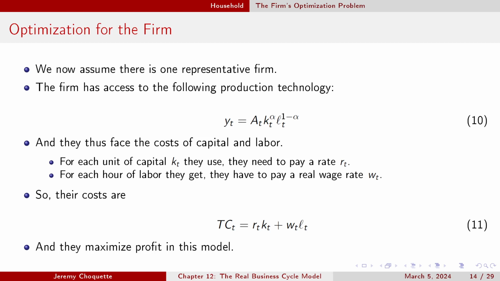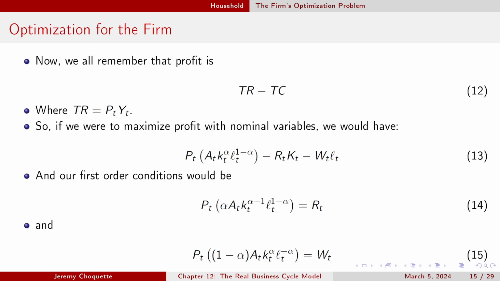And they're going to face costs of capital and labor. So for each unit of capital, they need to pay a rental rate of R, or the real interest rate. For each hour of labor, they have to pay a real wage rate, W. So in real terms, their costs are the real interest rate times the amount of capital they use plus the real wage rate times the amount of labor they use. And they're going to be maximizing their profits in this model.